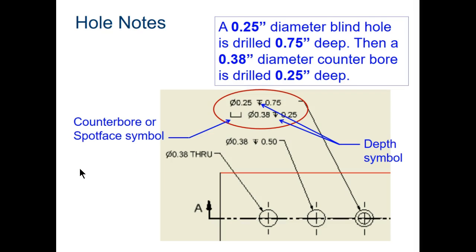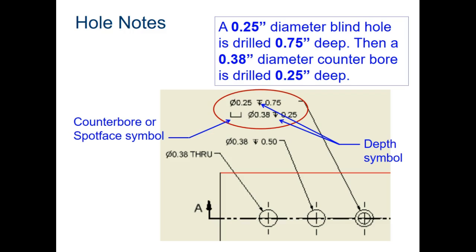These are some of the examples of the notes that are attached. In this case, it starts with a diameter, and it's 0.25 inches. It is a blind hole that is 0.75 inches deep. There is a counterbore symbol or a spot face symbol here, and it is 0.38 wide, and it's 1/4 of an inch deep.